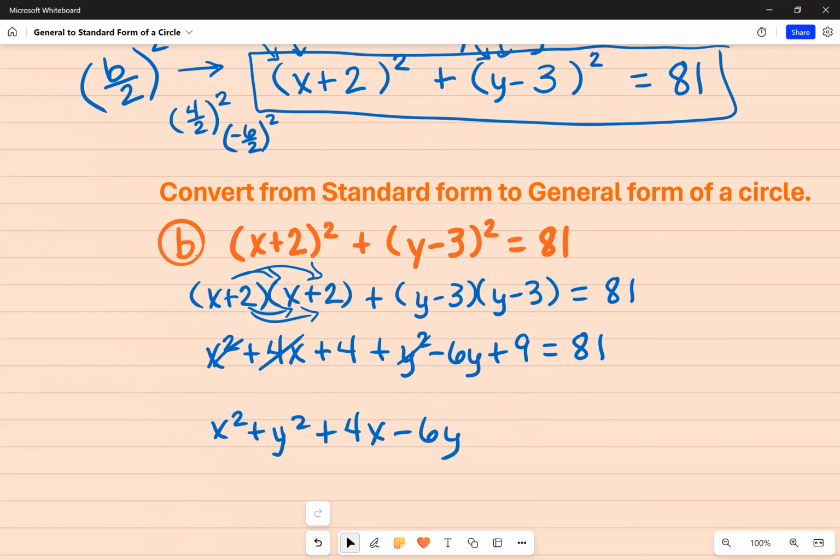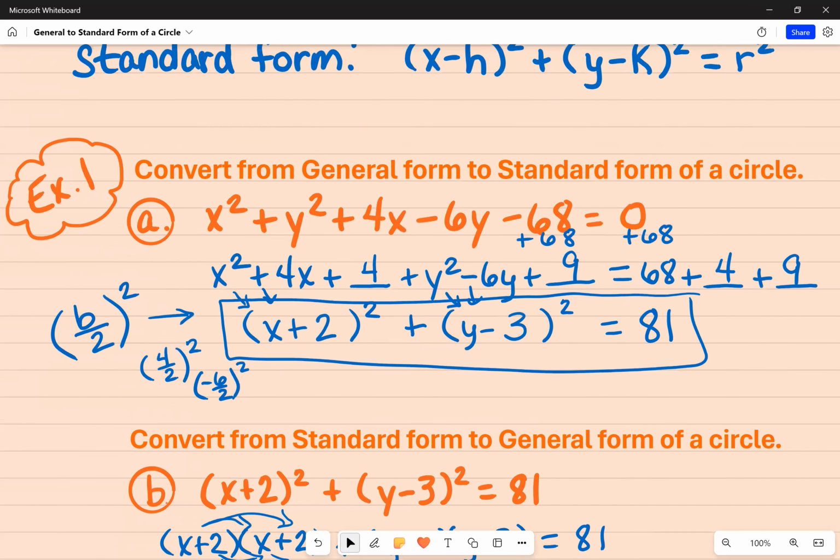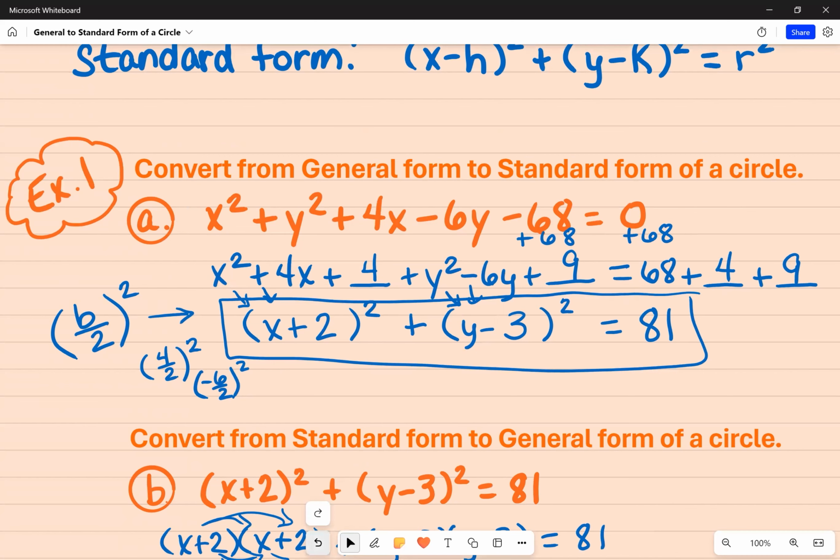So I'm going to combine the terms that are on the left first. That gives me a positive 13, and then I'm going to subtract this number over to the right-hand side of the equal sign. What I do to one side, I do to the other. So 13 minus 81 is going to be negative 68, which is what I started with, and then this is set equal to 0. So this is my answer in general form. See, that's what I started with here. It's the same answer. I just went in reverse.